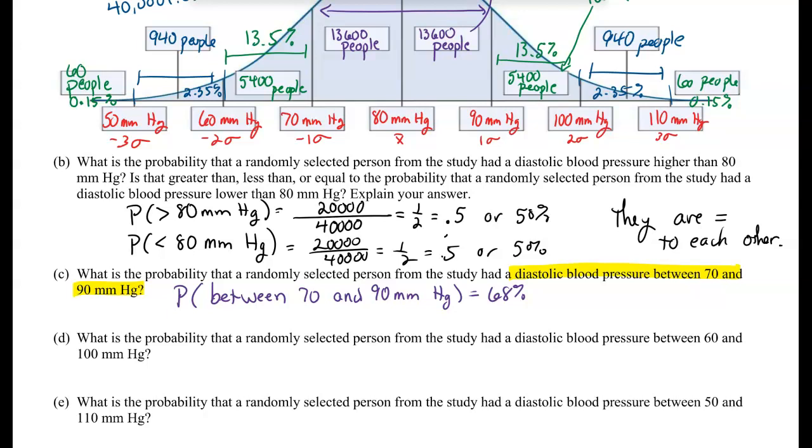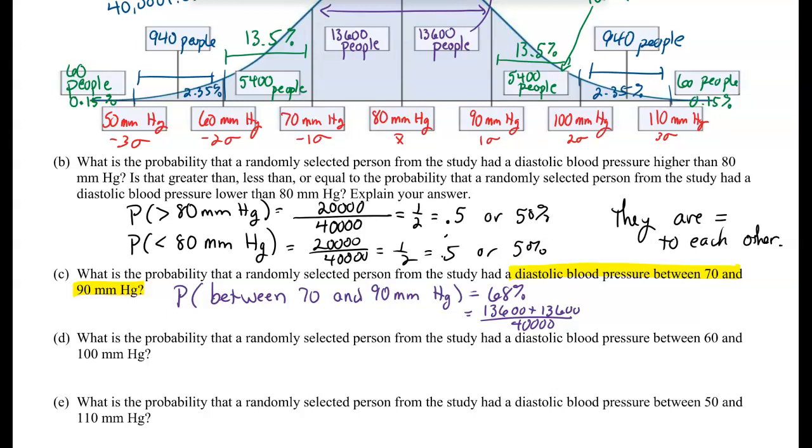Now, what if I said, show me the math? Well, to show me the math, wouldn't you just go like this? 13,600 plus 13,600 divided by what? 40,000. But if we know the empirical rule, do we have the probability already down? I love it when it's easy. So notice today they're trying to make it harder than it really is. If you know your empirical rule, you know the probability already of this working.